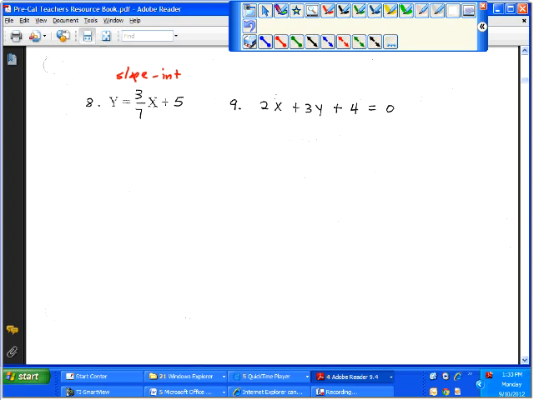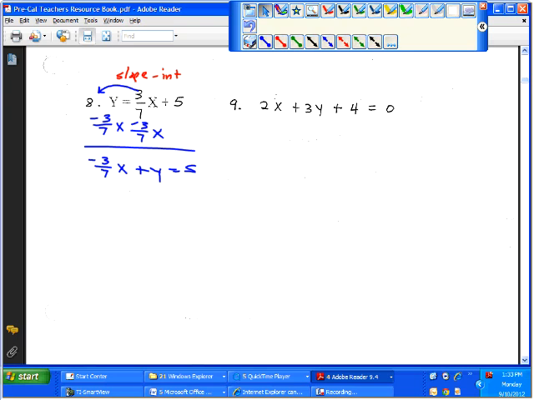If we're going to go from slope-intercept to standard, what do we do? Move the x to the other side, remembering to change the sign when you cross over. So we get negative 3/7 x plus y equals 5. Let's see what we got there.